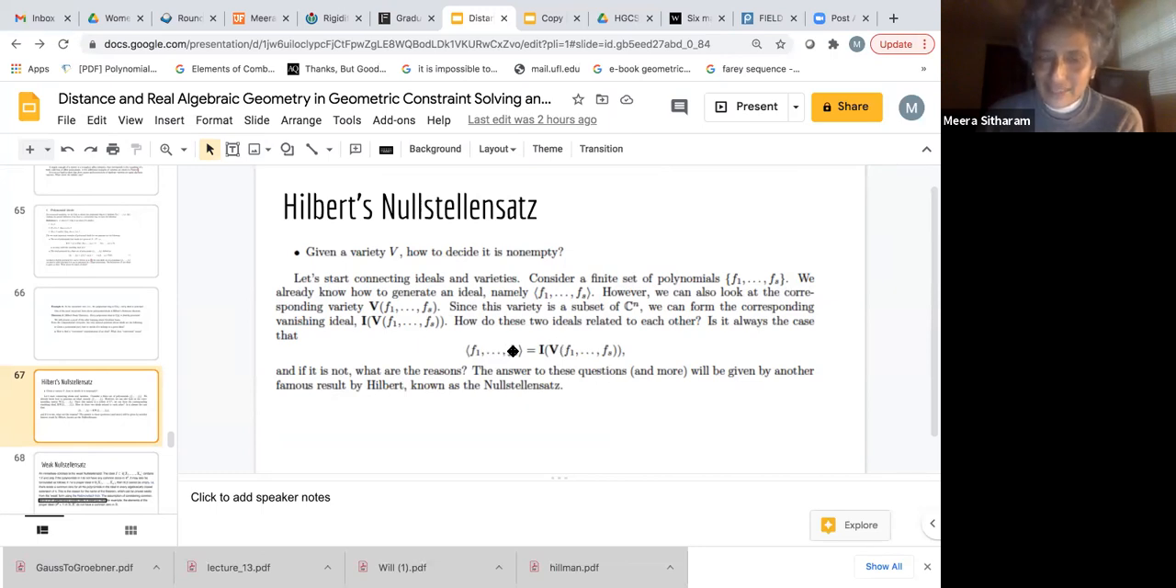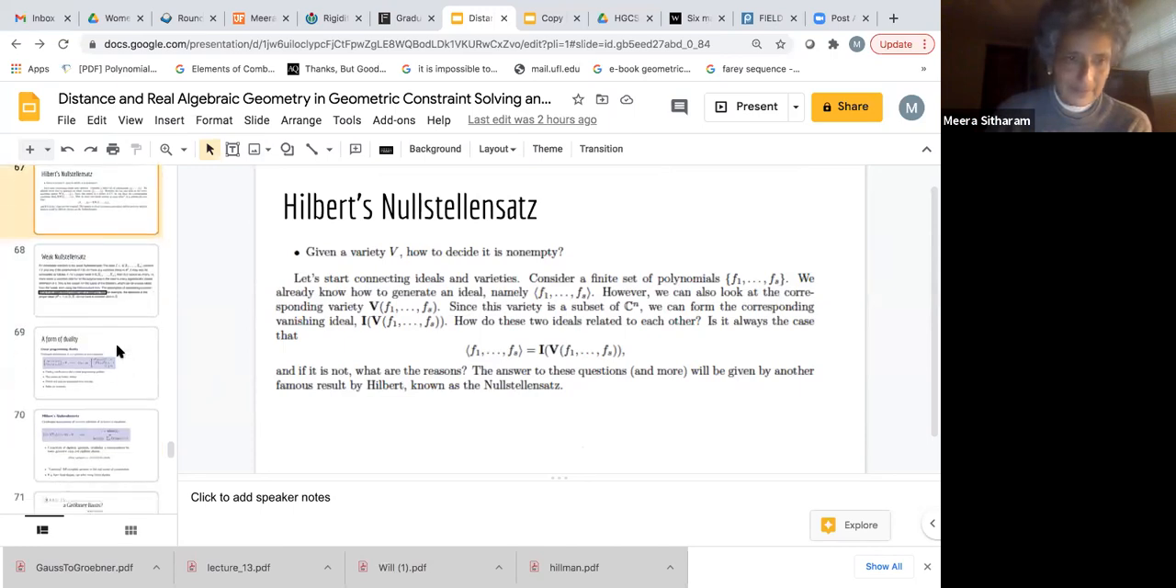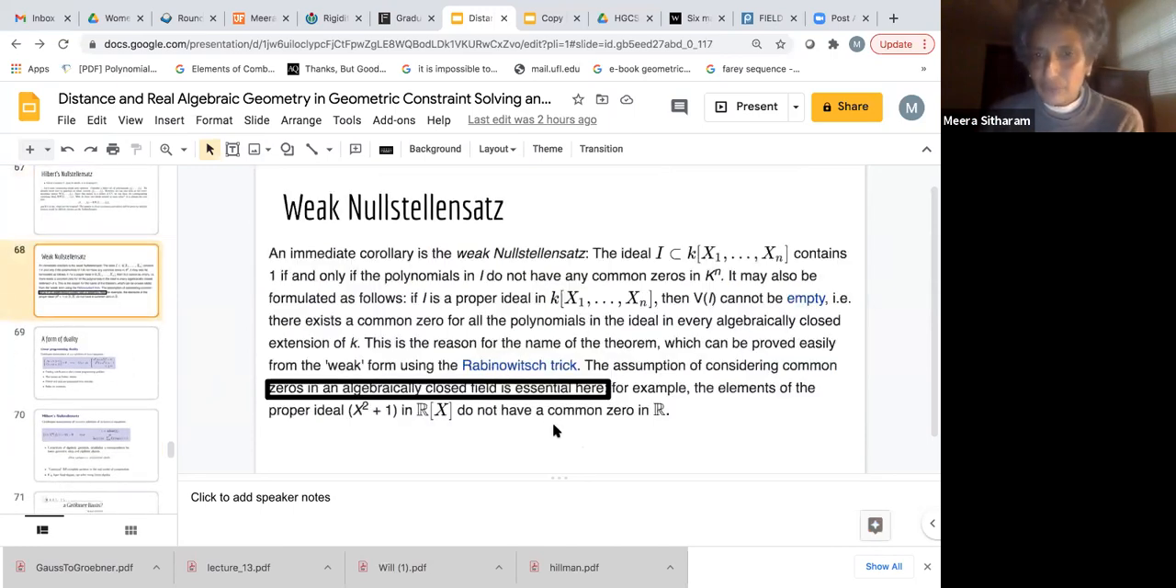So this equality, one direction is very easy to see. We pretty much already talked about it. But the other direction is basically the theorem called Hilbert's Nullstellensatz, and I'm giving you a weak version of this from Wikipedia. So you say that the ideal contains the constant polynomial 1 if and only if the polynomials do not have common zeros, any common zeros in this K^n.